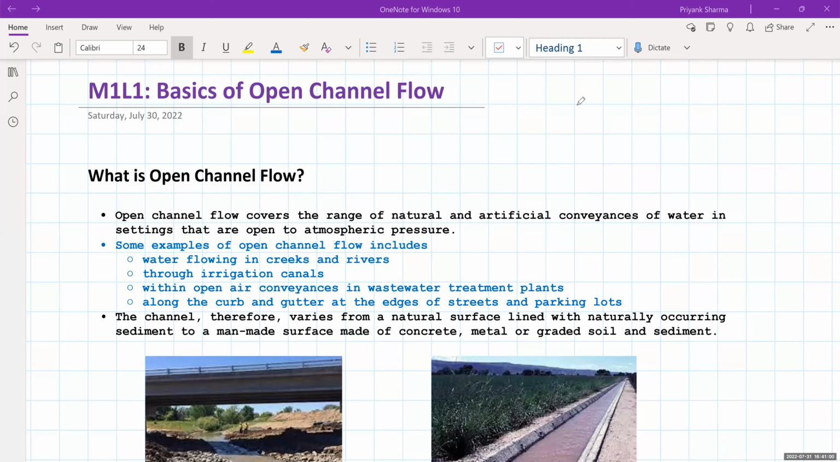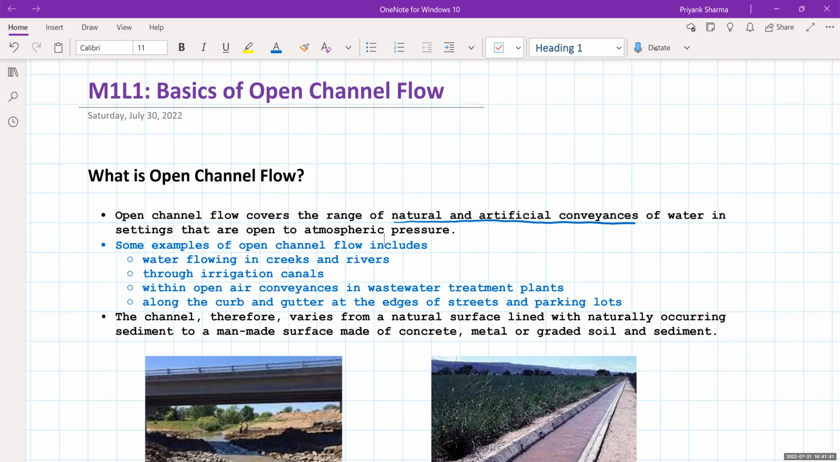As I've already given you the introduction of open channel flow in the first lecture, here we'll be discussing more in detail. Technically, the open channel flow covers the range of natural and artificial conveyances of water in settings that are open to atmospheric pressure. So you have those natural systems, like water flowing in the creeks or rivers. Creeks are usually those water bodies which are connected with the sea. So there you have some backwater flow. That kind of systems are called creeks.